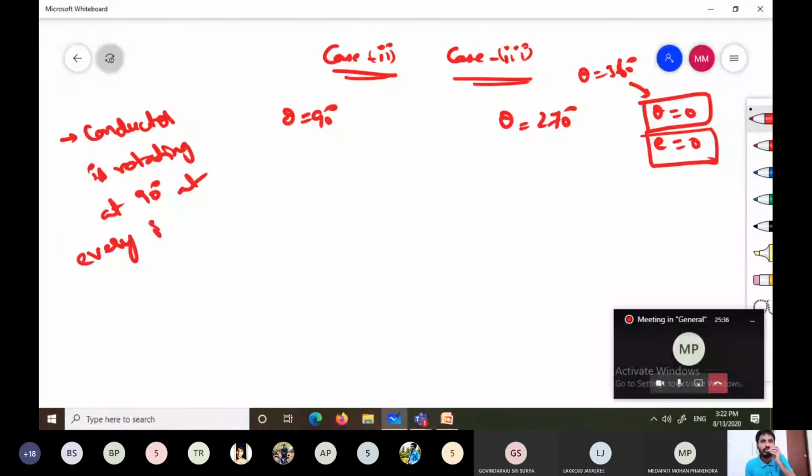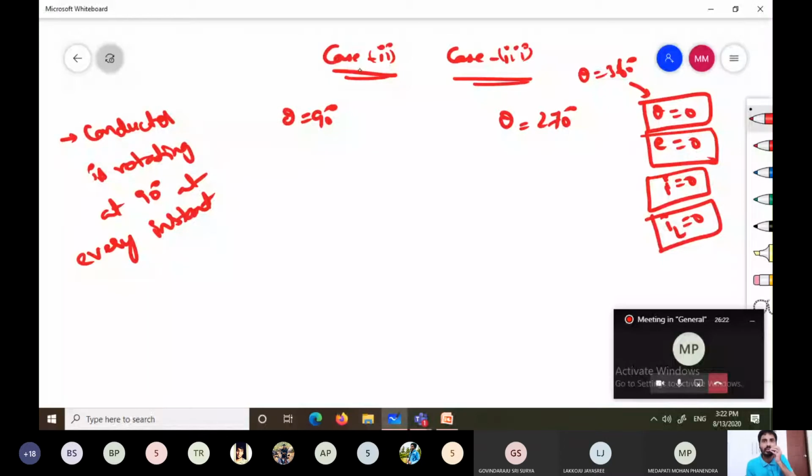We have already seen case 1. In case 1, theta is at the 0 degrees position. That means the conductor is placed parallel to the lines of force. Whenever the conductor is placed parallel to the lines of force, there is no flux linkage, so d phi by dt is 0, and E will be 0. So from case 1 we can observe that theta equals 0 means the EMF value is 0. EMF being 0 means the current flowing through the coil is 0. If the coil current is 0, the load current is also 0. This is case 1.